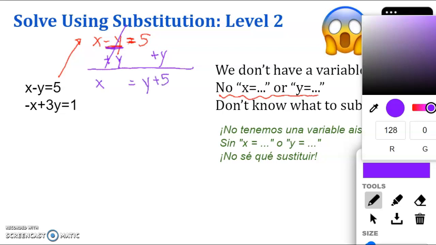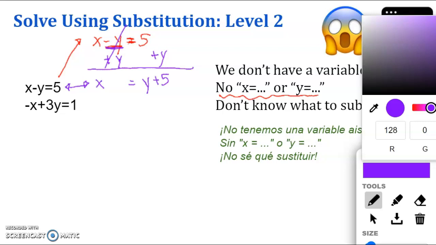It does not matter. Now I have one of the equations isolated, and these are equivalent equations. They're the same equation, they're just slightly different looking.